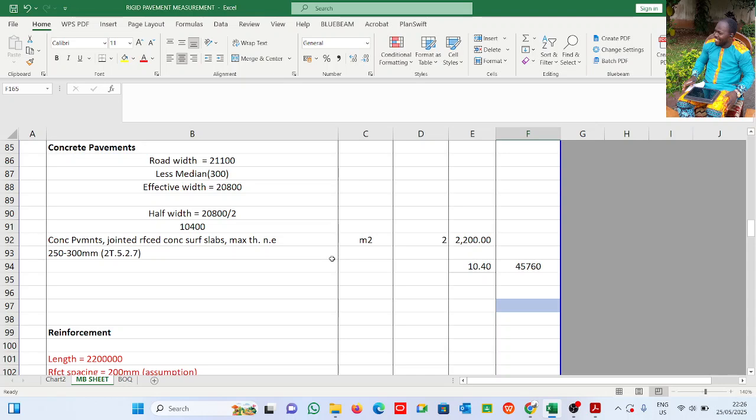Okay, now this is part 2. Part 3 will be coming out, and part 3 will be for earth balancing. Part 3 will be earth balancing. All right, cutting and filling and the likes.